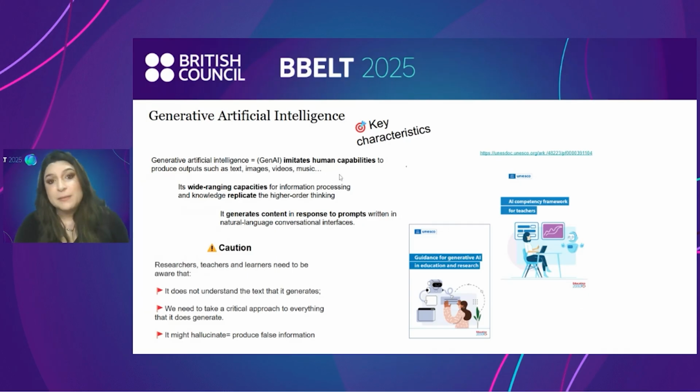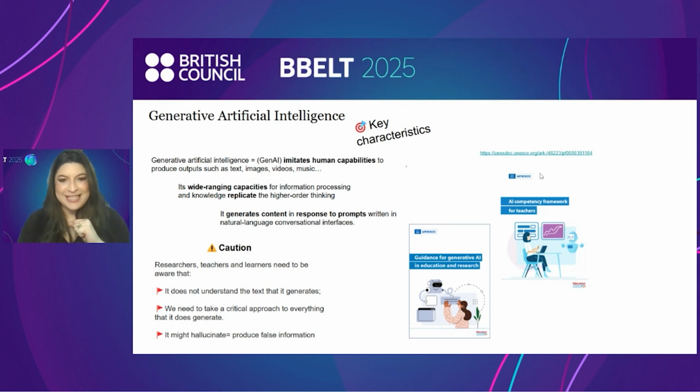And then the key characteristics to observe: it emulates these human capabilities, that there is a wide-ranging capacity for information processing, and seems to be really great. It generates content, and it depends. It is a response to a prompt. So a prompt is the instructions given to the artificial intelligence. Here, there are two very important guidance points from UNESCO.